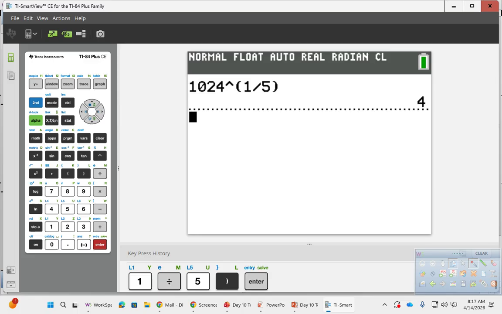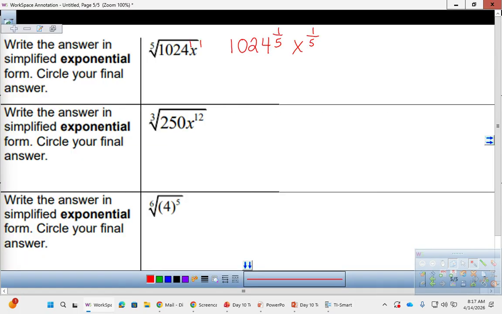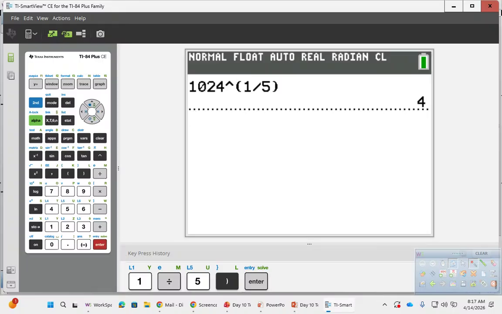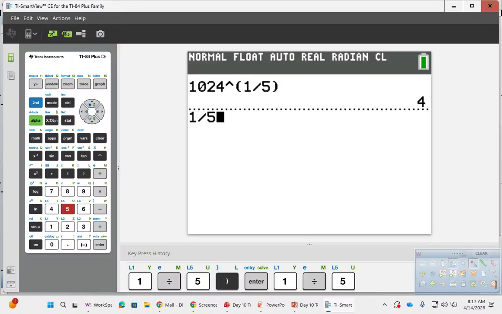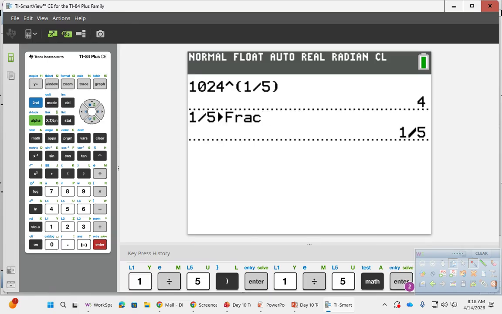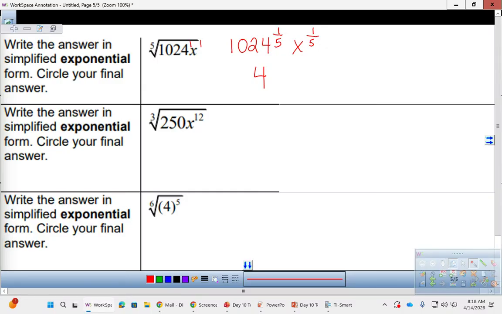Okay, so that does simplify. I'm going to change that to a 4. The other thing I would need to check is, does the fraction itself simplify for the variable? So I would do 1 divided by 5, math, enter, enter, and that doesn't simplify. So I can leave that. But if that was a fraction that did simplify, I'd need to change it.